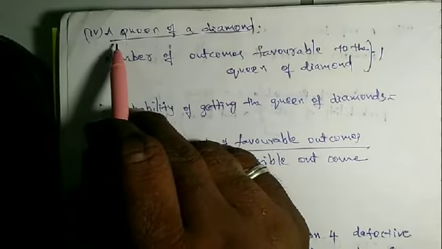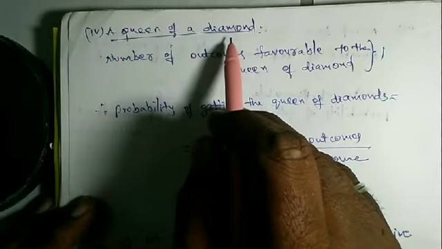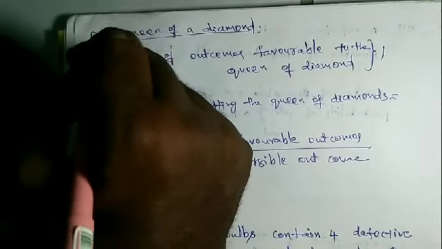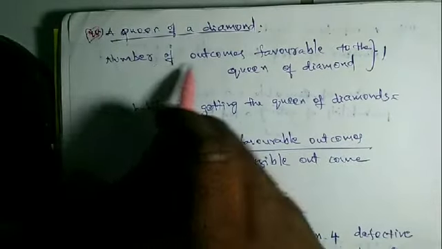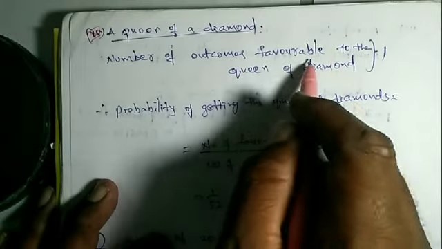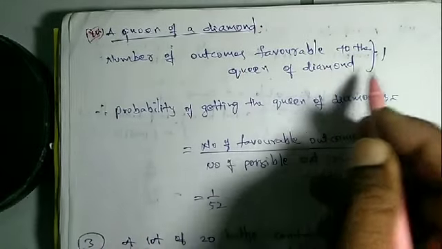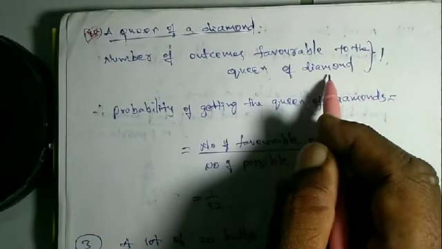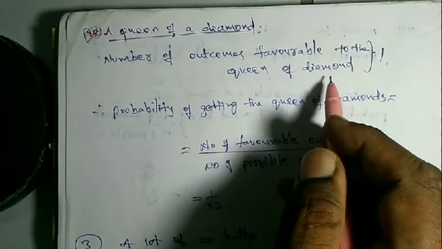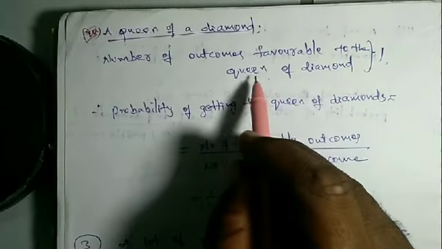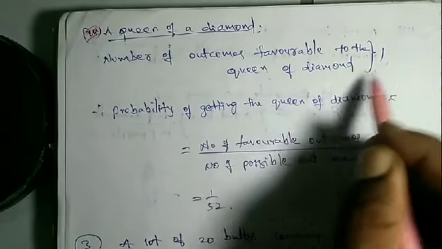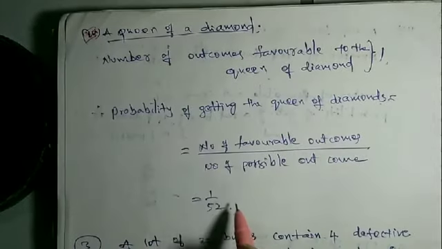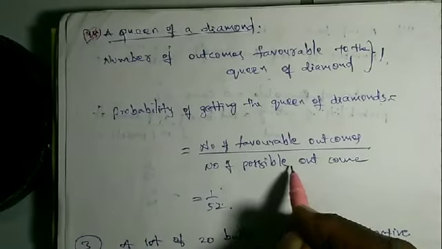Sixth one, a queen of diamond. This is sixth one, I think. Number of outcomes favorable to the queen of diamond is 1. Queen, and also he mentioned diamond. So in diamond we have only one card getting queen. So 1. Probability of getting the queen of diamond is equal to 1 by 52. This is our formula.